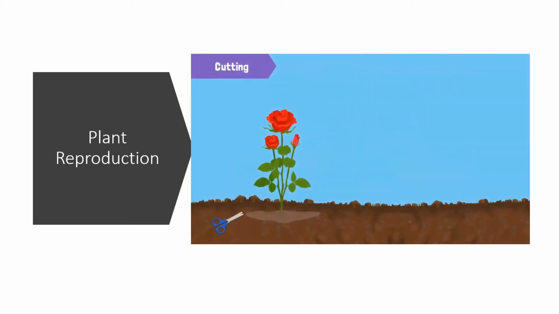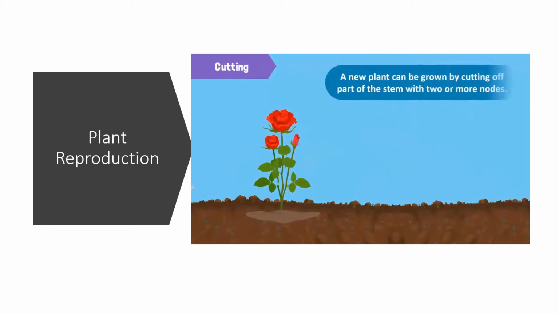Spiky saw the method of cutting in the park. The rose plant can be grown by cutting off part of its stem with 2 or more nodes and then planting it in the ground. This stem will grow into a new plant.